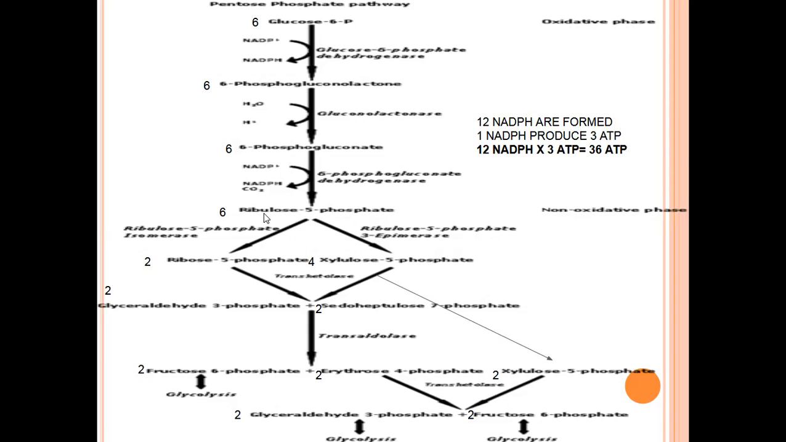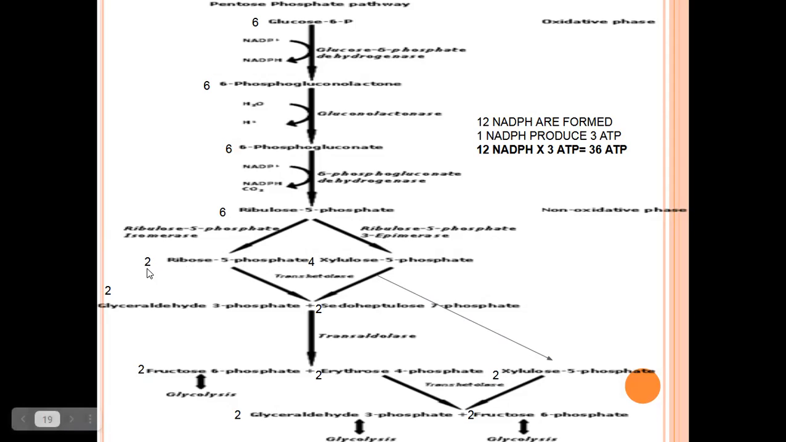In each ribulose 5-phosphate, 5 carbon atoms are present. Here, a total of 6 ribulose 5-phosphates are formed. From these 6 ribulose 5-phosphates, 2 are converted into 2 ribose 5-phosphates.